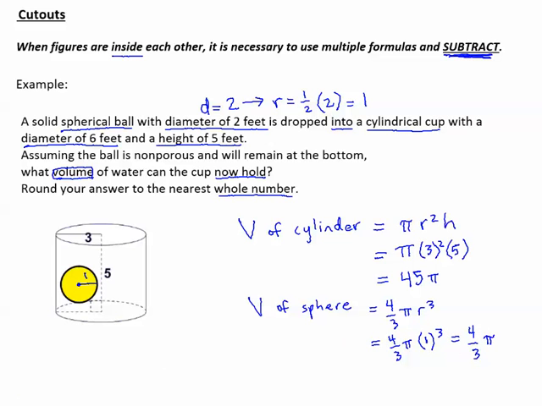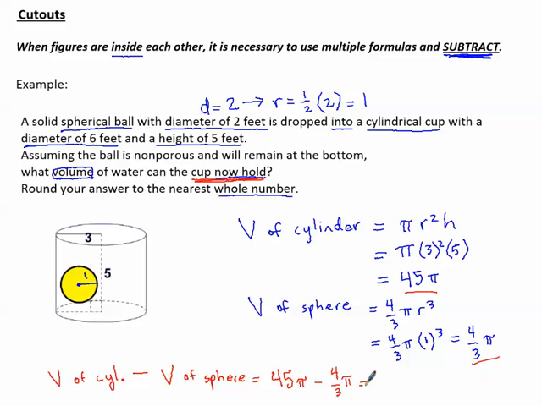Now ultimately, remember that we're looking for how much the cup can now hold. So we've got this inside the cylinder. We need to do the volume of the cylinder, I'm going to abbreviate, minus the volume of the sphere. So I'll be doing 45 pi, that's the larger volume, minus the smaller volume, the sphere, the ball that's inside, 4/3 pi.